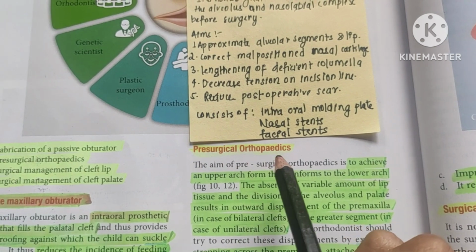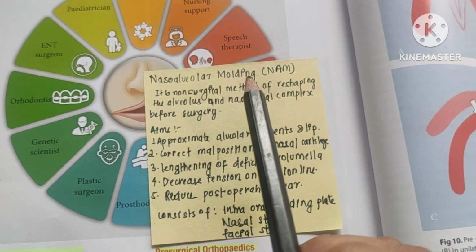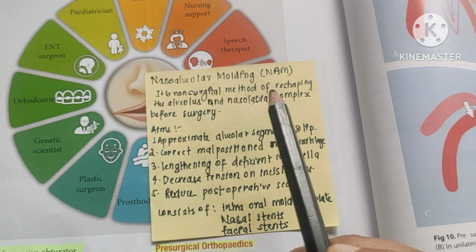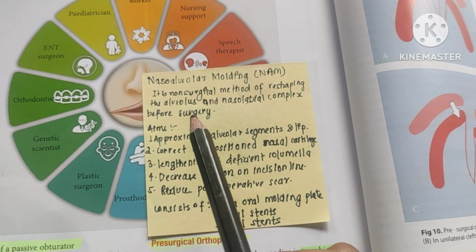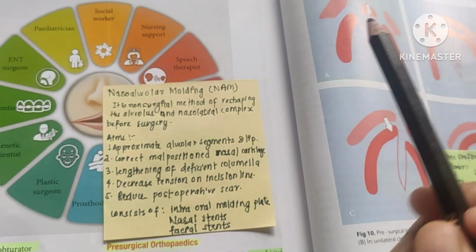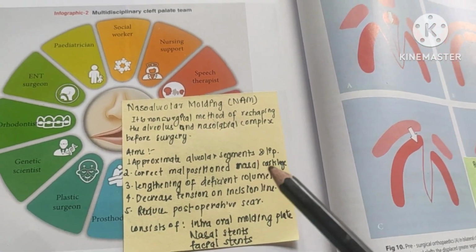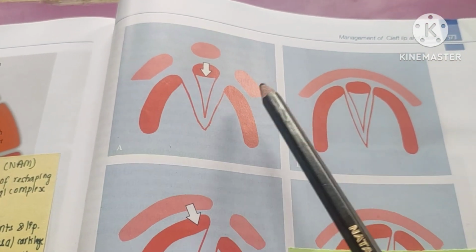Now next is pre-surgical orthopedics. It includes NAM, that is nasoalveolar molding. It is a non-surgical method of reshaping the alveolus and the nasolabial complex before the surgery. The aims are to approximate the alveolar segments and the lips. We can see here, approximate the alveolar segments and the lips.